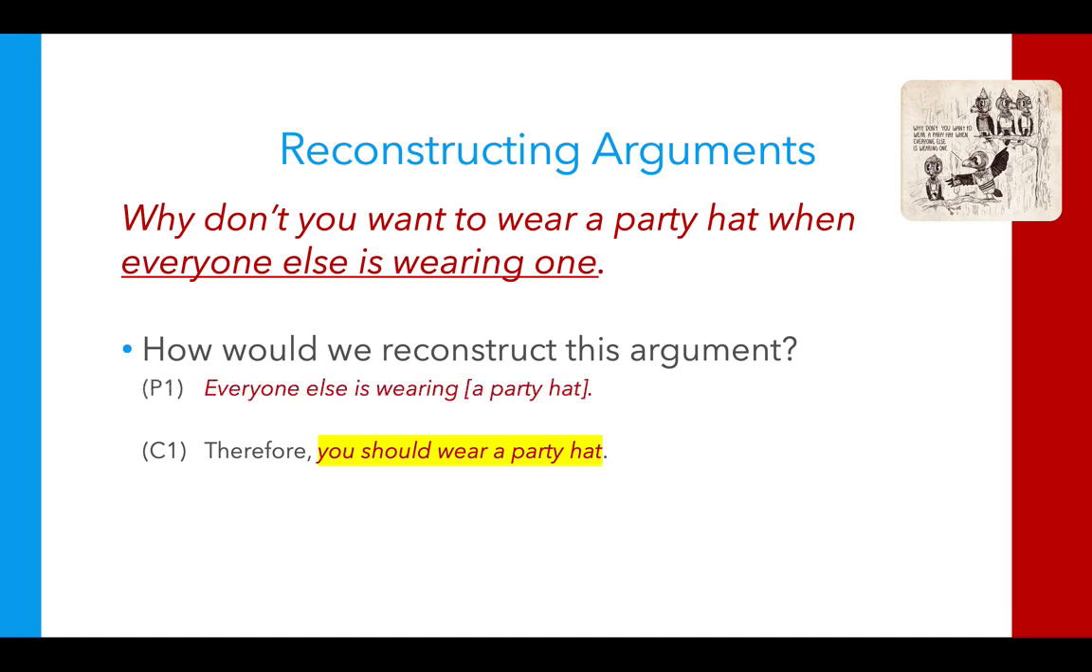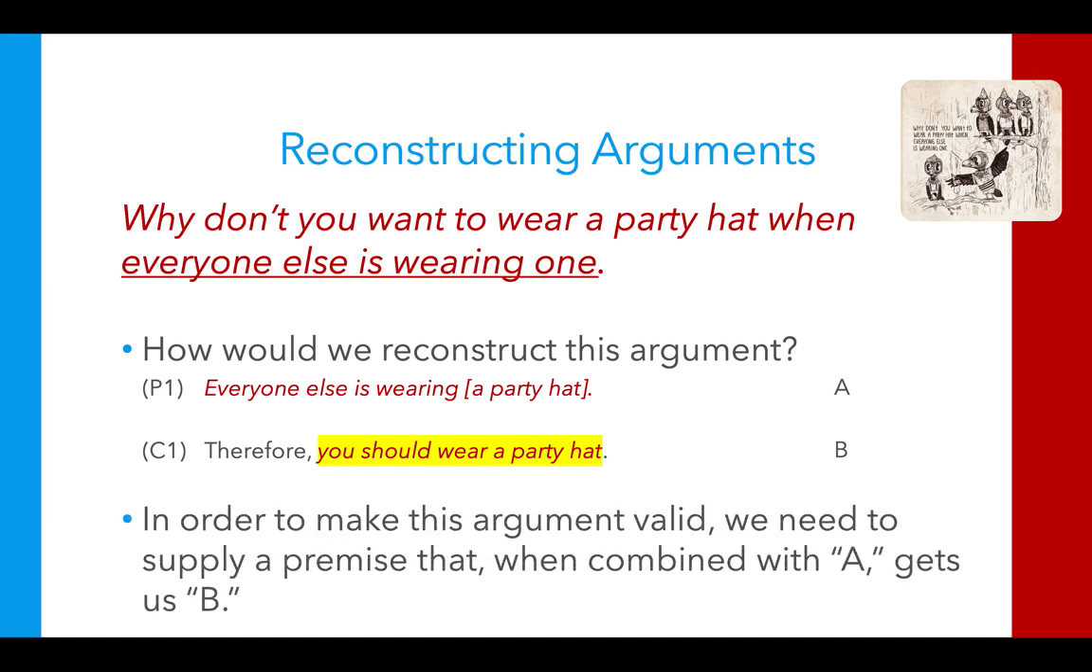Everyone else is wearing a party hat, so that's our premise. Now we might say, well, how do we symbolize what we have? Everyone else is wearing a party hat, that's A. You should wear a party hat, that's B. What's the missing premise? Well, it's going to be a premise that when combined with A gets us B.